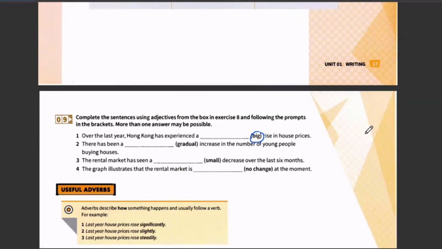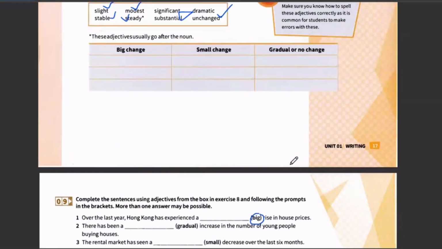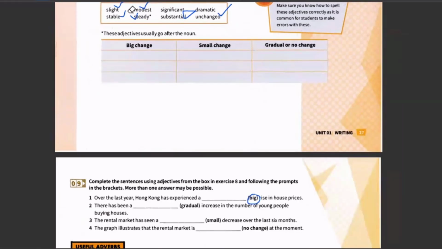So according to that, you have to use the words that are given above. Over the last year, Hong Kong has experienced a significant rise in house prices. Excellent, very good. This can be a significant rise, a dramatic rise, or a substantial rise, right? Because it is talking about a big change. Very good.